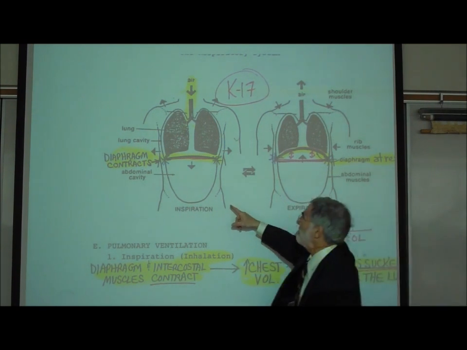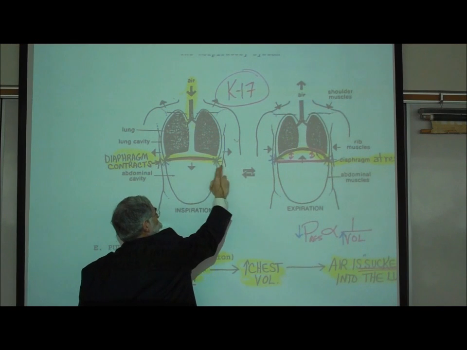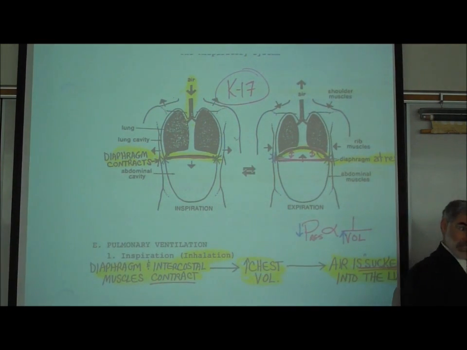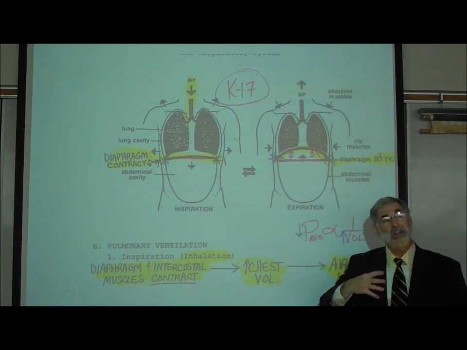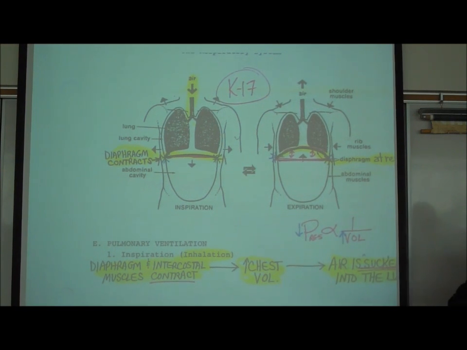Here it shows the diaphragm muscle contracting. Here it shows the diaphragm muscle relaxed. And that affects the size or volume of the chest, and the pressure goes in the opposite direction of the volume. Increasing the volume lowers the pressure, creating a suction. Relaxing the muscles reduces the chest volume, raising the pressure and forcing air out.